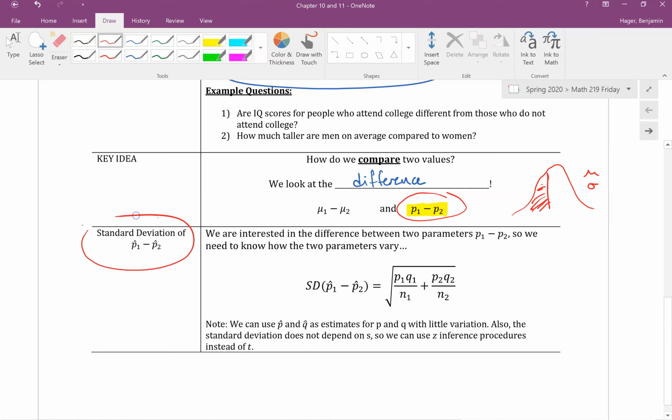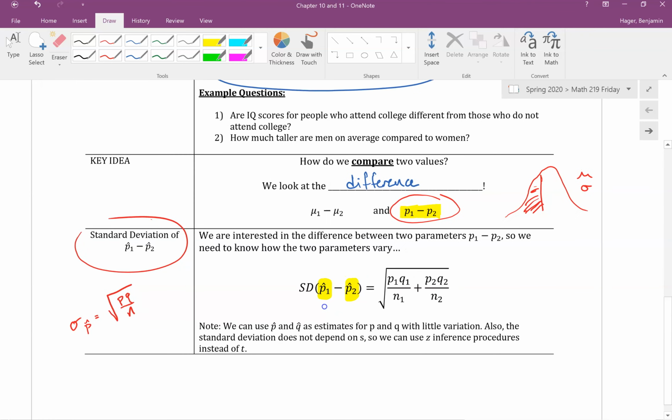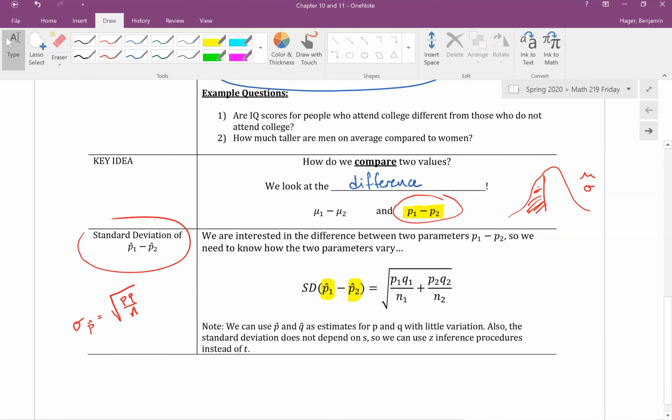Well, here's the standard deviation of the difference between two observed proportions. We learned back in Chapter 7, and we've been using it in Chapter 8, that the standard deviation of a sample proportion is the square root of pq over n, right? Well, now we've got a proportion from sample 1 and a proportion from sample 2. If I'm looking at the standard deviation of their difference, it's basically like I'm adding the standard deviation from proportion 1 to the standard deviation of proportion 2 in a way.